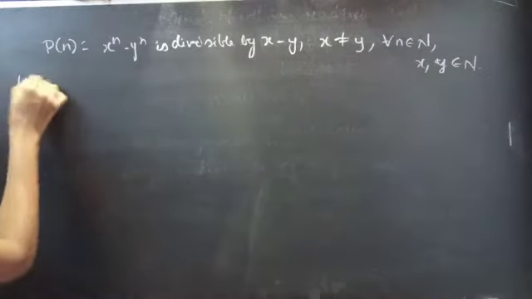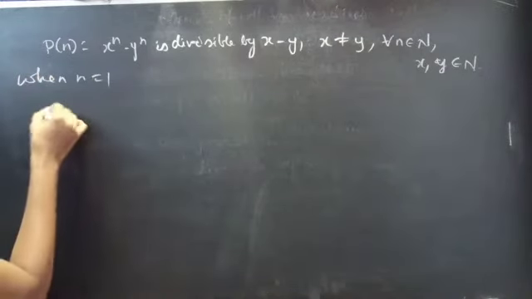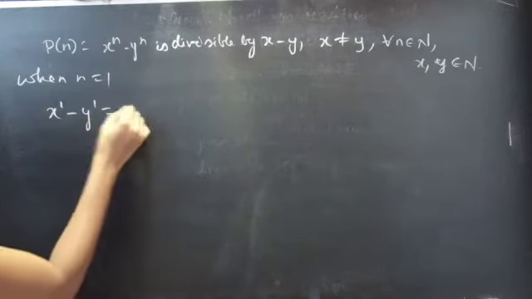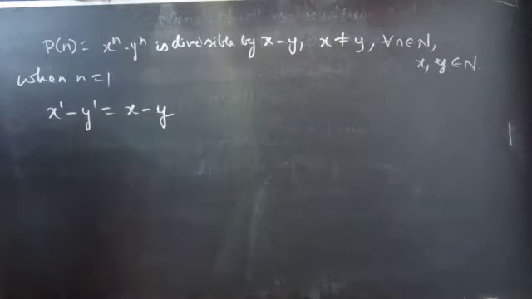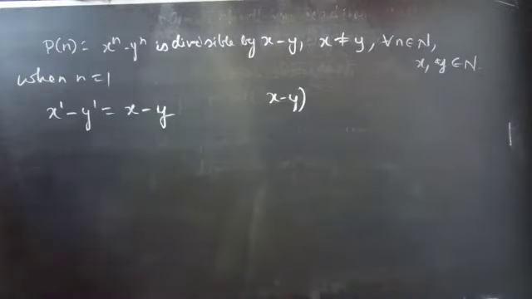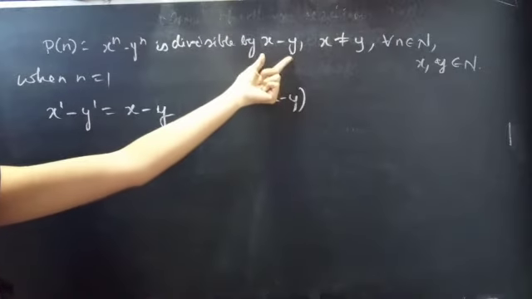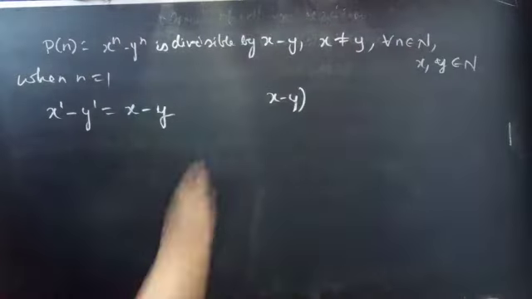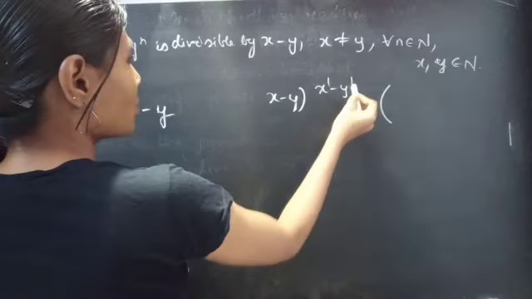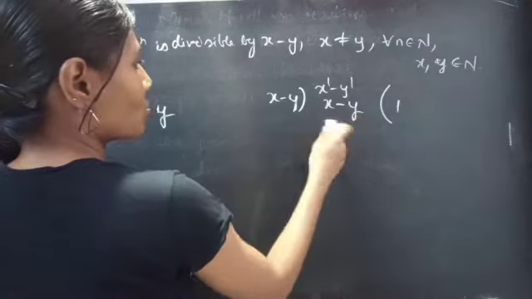Now, when n equals to 1, put n equals to 1 in x power n minus y power n. You will get x power 1 minus y power 1, which is x minus y, right? We have to check whether x power 1 minus y power 1 is divisible by x minus y or not. x power 1 minus y power 1 is again x minus y. So x minus y into 1 is x minus y, right?